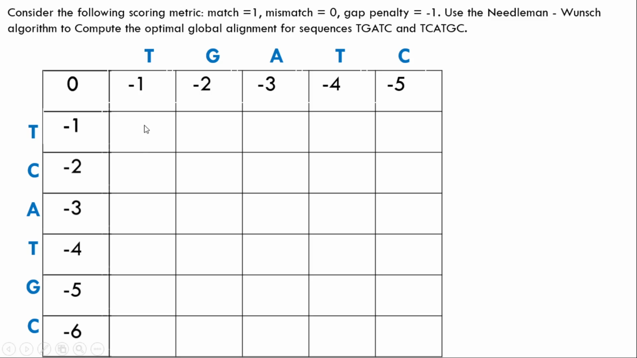You just move out from this particular matrix. Here you can find the value of t, and you come out of this matrix. Here again you find the value of t. So t and t is what? It is a match. So the match value is how much? 1. So you add the value of 0 plus 1 equal to 1.